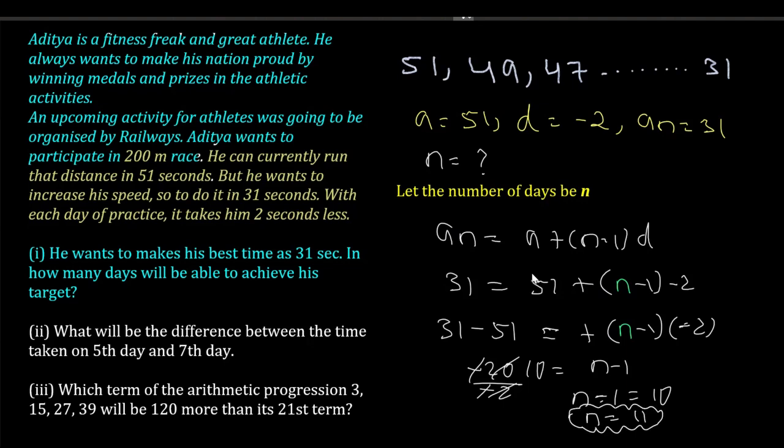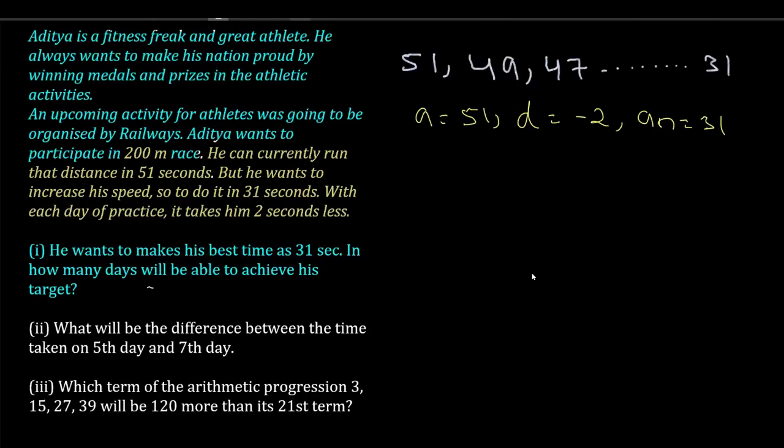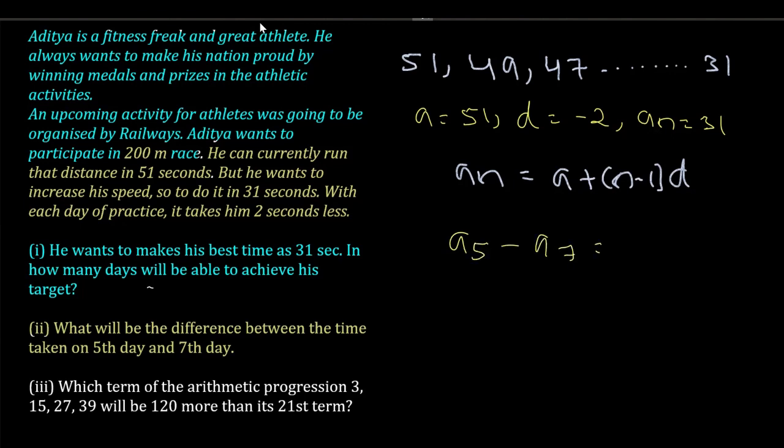So he will be able to achieve this target on the 11th day, right? So we should write down this as: on the 11th day he will be able to achieve the target. Now in the second part, it says what will be the difference between the time taken on the 5th day and the 7th day. So here too we will be applying this standard formula for the nth term, that is an is equal to a plus n minus 1 times d. They are asking for the difference in time for the 5th and the 7th day. That means we need to get a5 minus a7.